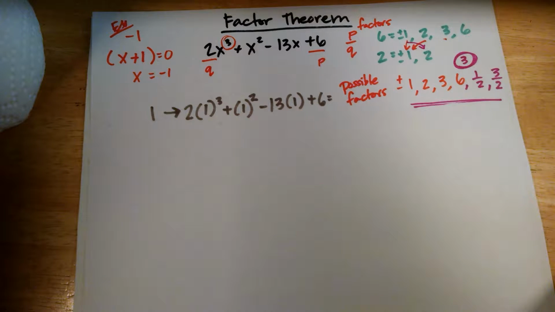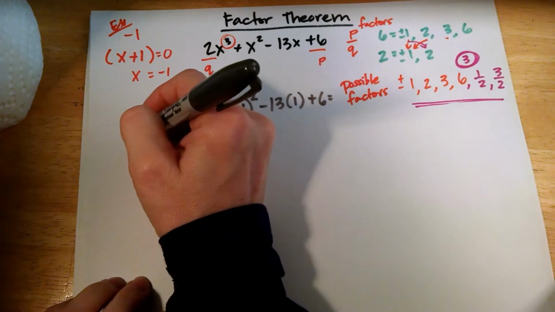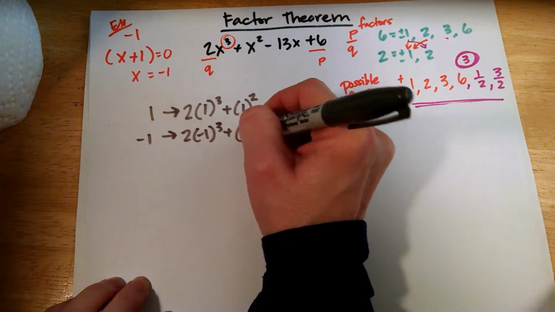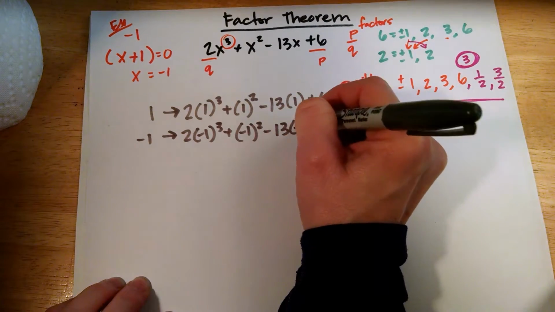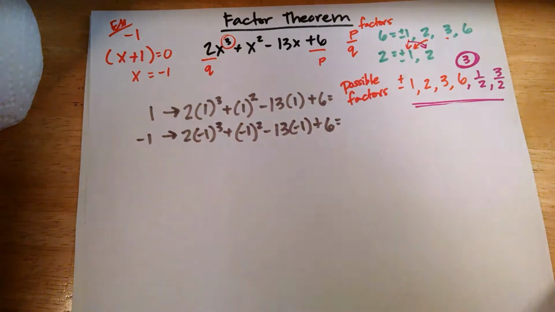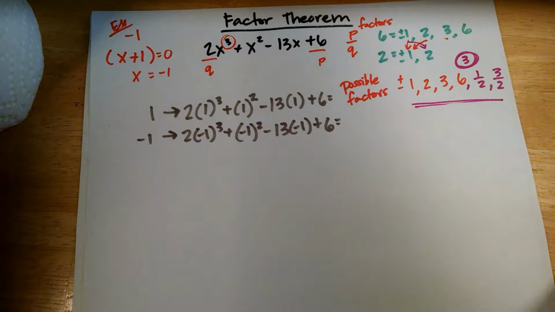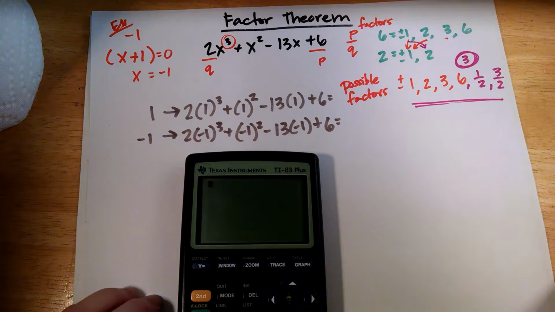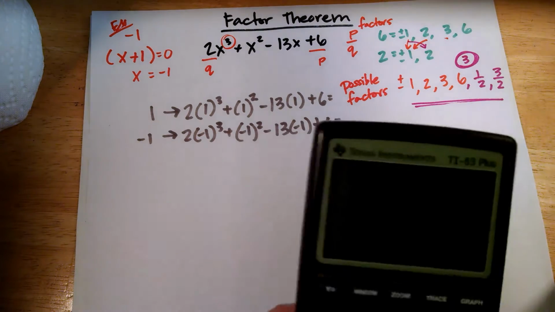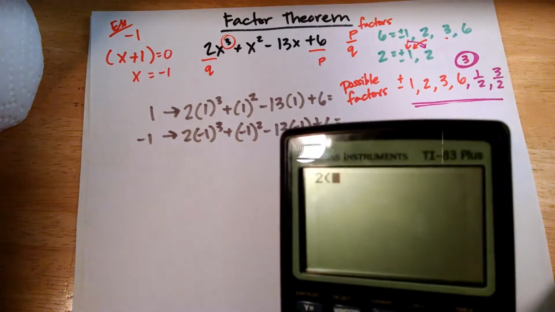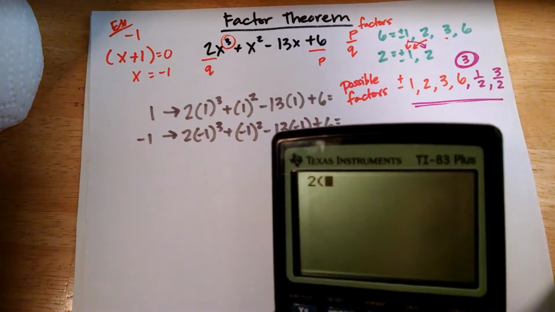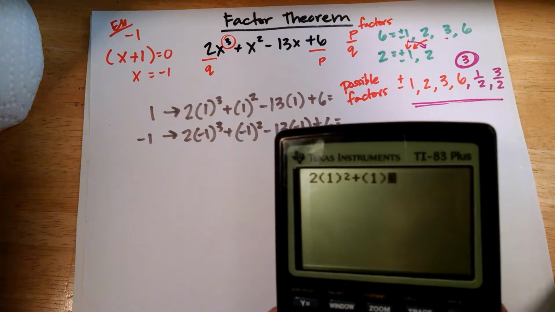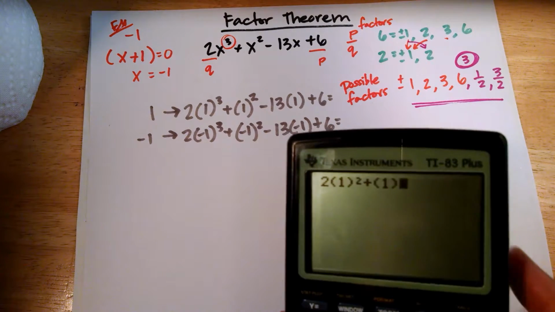If it equals 0, then it works. I'm going to list the negative 1 too. Okay, 2 times negative 1 to the third plus negative 1 squared minus 13 times negative 1 plus 6. Okay, so let's get our handy dandy calculator out here, if we can see the screen. Okay, so I'm going to punch that in: open parentheses. Can you see what I'm doing? Yeah, there we go. Okay, right there. 2 times 1, close parentheses, square that, plus 1. I know you could probably do this in your head, but I'm just showing you how. Oops, that was supposed to be 3.